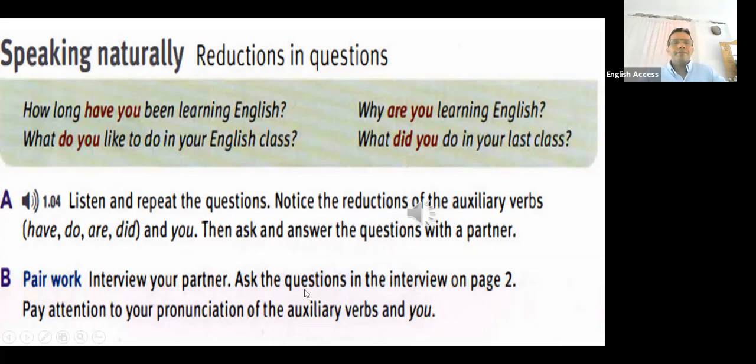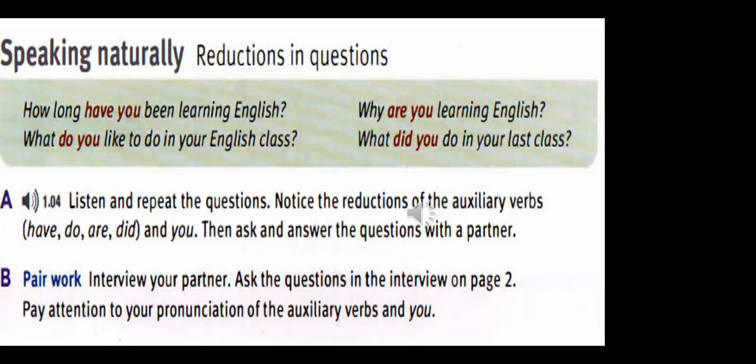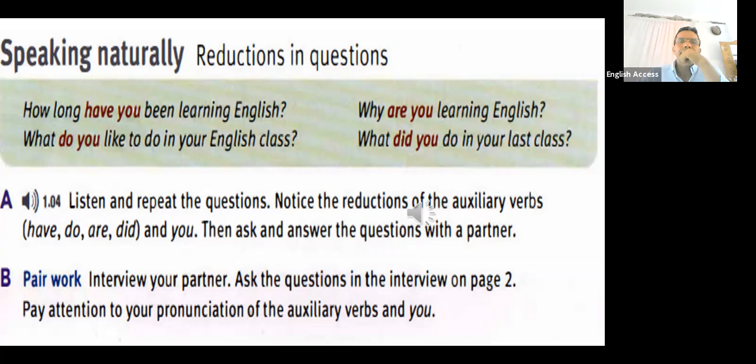Page 3. Speaking naturally. Reductions in questions. A. Listen and repeat the questions. Notice the reductions of the auxiliary verbs have, do, are, did, and you. Then ask and answer the questions with a partner. How long have you been learning English? Why are you learning English? What do you like to do in your English class? What did you do in your last class?